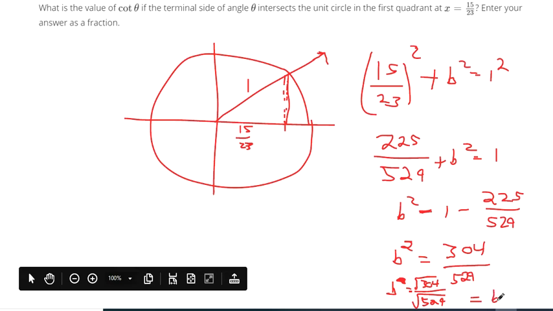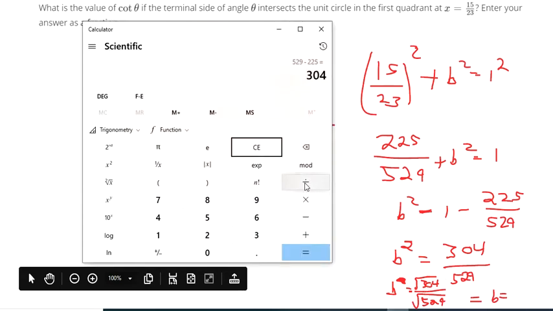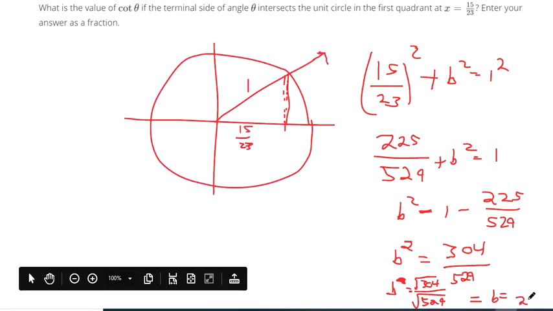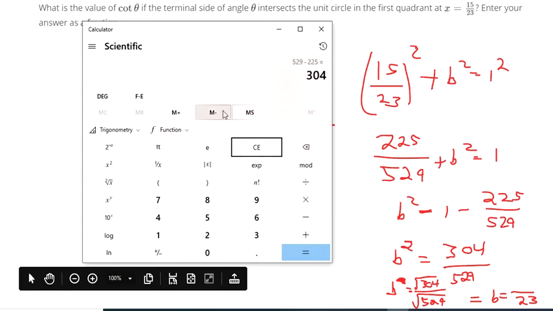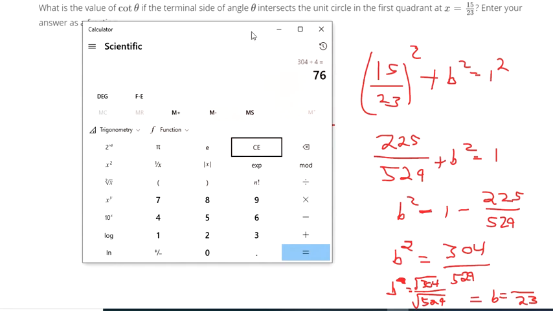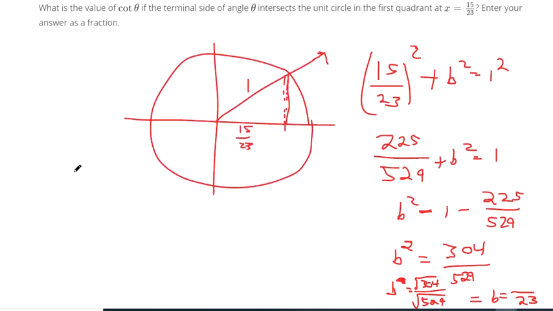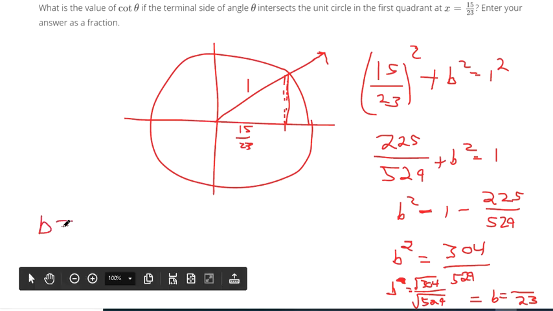And so that simplifies to be the square root of 304 over the square root of 529. The square root of 529 was 23 that we saw. And the square root of 304, I'm sure that doesn't come out nice. Doesn't. 304, can we simplify? We can. Here, I'm going to write this over here. The missing side we found is the square root of 304 over the square root of 529, which is 23.